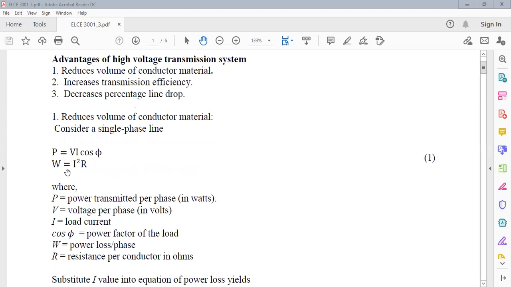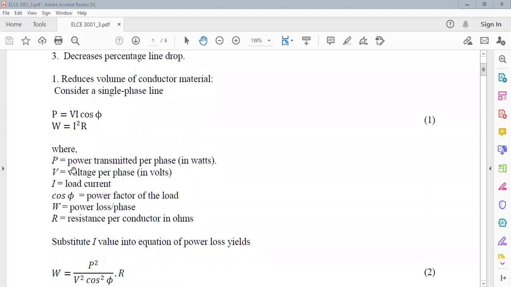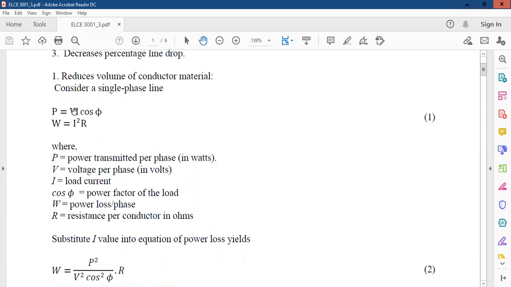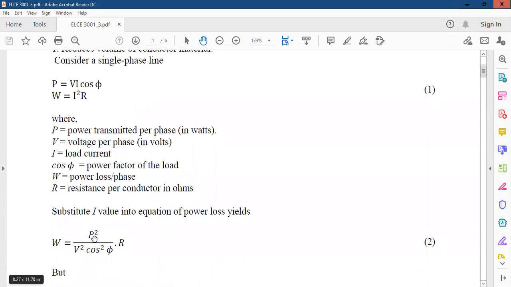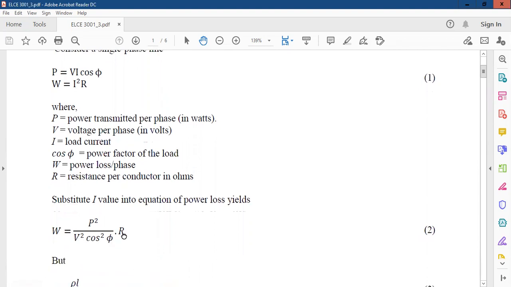Now, if we substitute I into the W equation, finding I from the equation of the power and then substituting I here, we will get this equation: W equals P square over V square cosine phi square, multiplied by R.